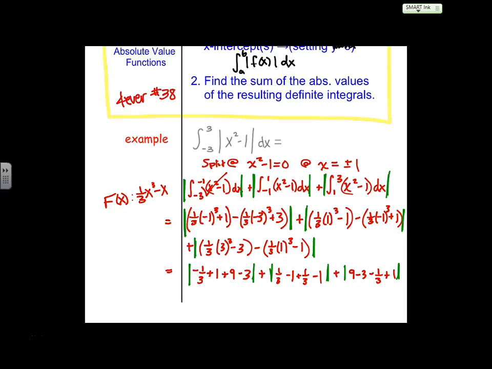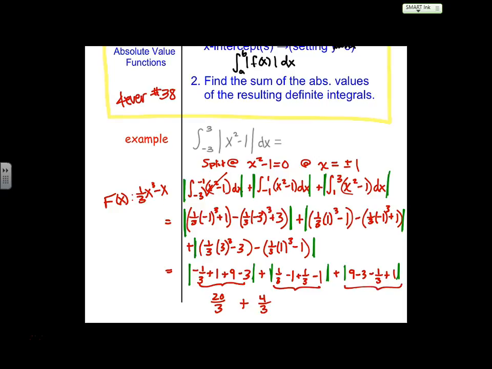Oh, yeah, I see what you're saying. Okay. Yeah, 1/3 minus 1. So that would be 10 minus 3 is 7. 7 minus a third, 7 is 21/3, so that's 20/3. Which stays positive, so we're good. We have 1/3 plus 1/3 is 2/3 minus 2, minus 6/3 would be negative 4/3. Absolute value would be positive 4/3, I think.